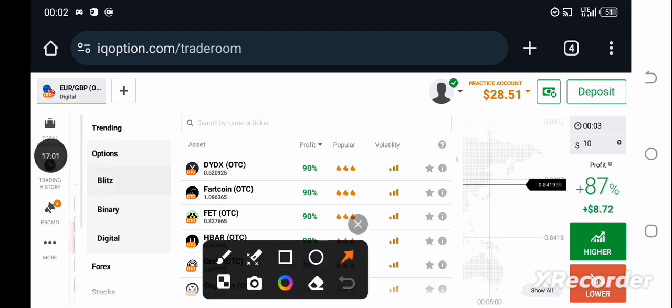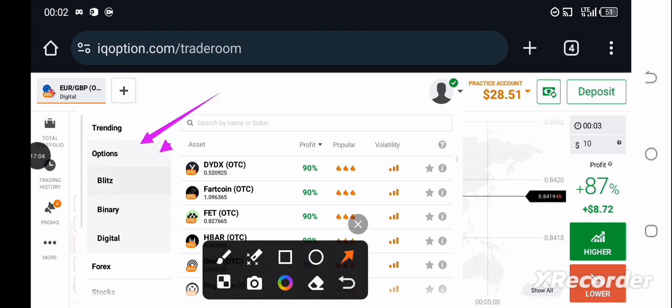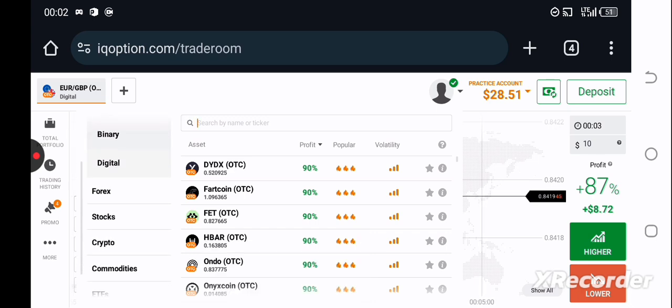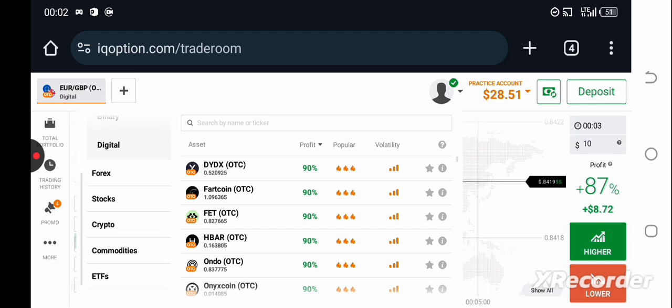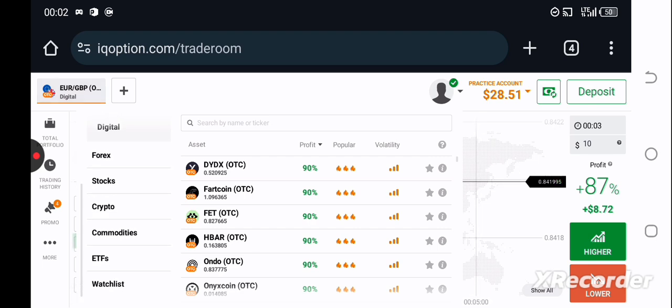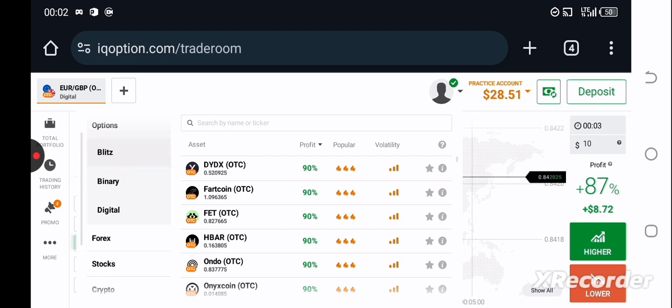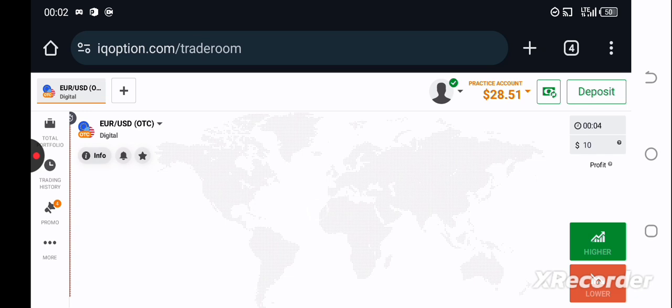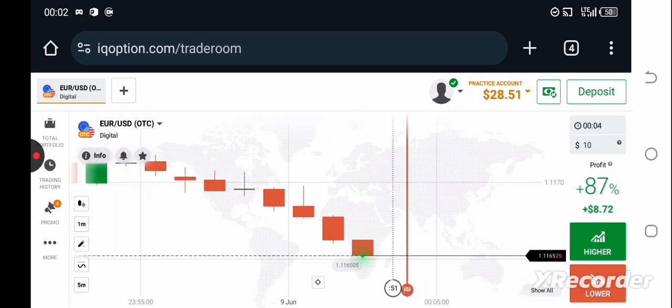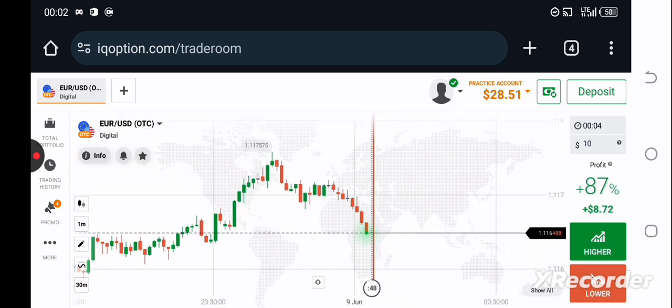We have different options here. Trading options, Blitz, this Blitz was just newly introduced. Binary, digital, forex. If you go up, you see stocks, crypto, commodity, ETF, stocks, like that. And finally, watch list. The watch list is the market that you select to be watching by yourself. You want to see the behavior. So you can just create an account, open any of these markets, and just be looking at how the candles are forming.